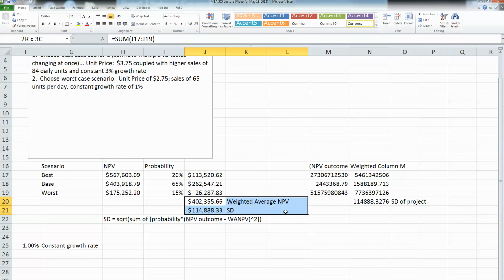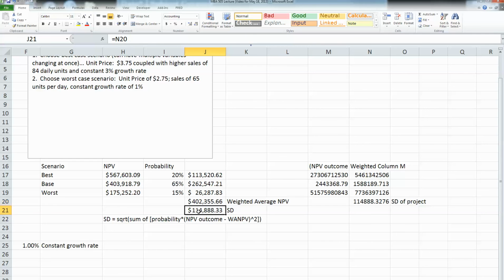So with this information, I can now calculate the likelihood of generating a positive net present value, just like we did a couple of weekends ago when we had the Z tables and we looked up the likelihood of generating a positive return if we knew the mean and standard deviation of large cap stocks, for instance. Here I know the mean and standard deviation of this project's net present value, so I can figure out the likelihood of generating a positive NPV.